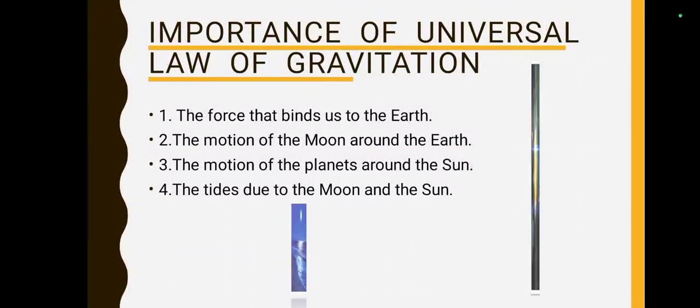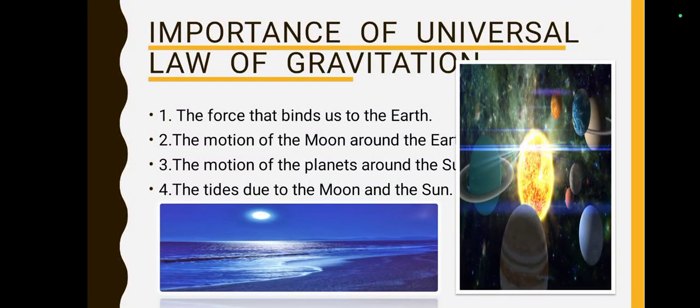Importance of the universal law of gravitation, which is applicable to each and every object in the universe. The first importance is the force that binds us to earth, the motion of the moon around the earth, the motion of planets around the sun, and the tides due to the moon and sun, high tides and low tides, which you have already studied in SST also.